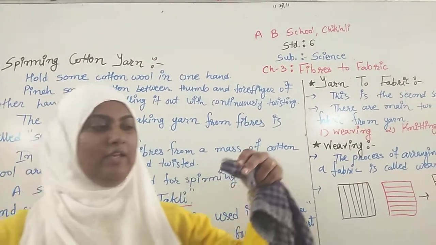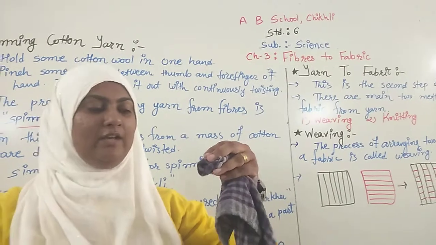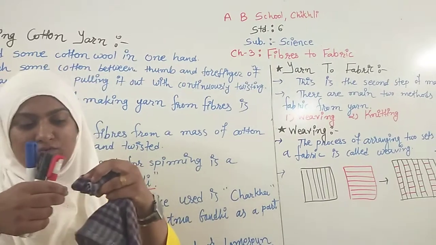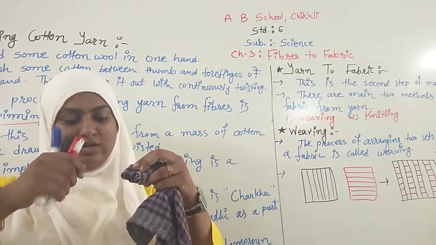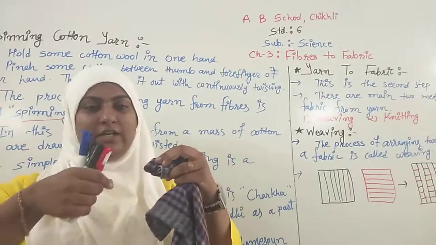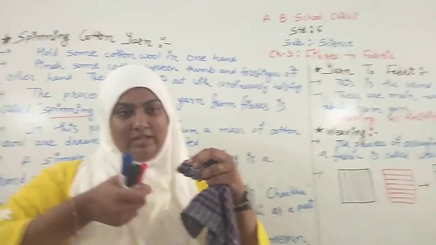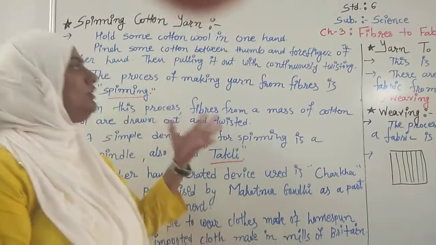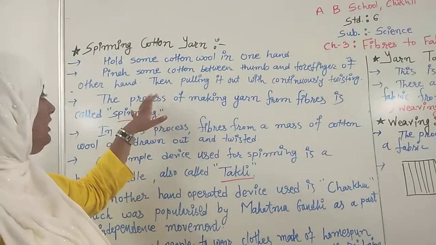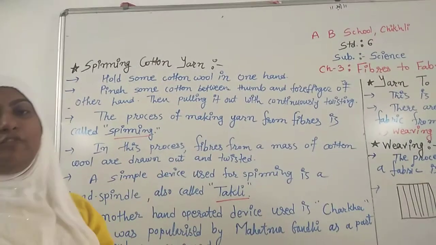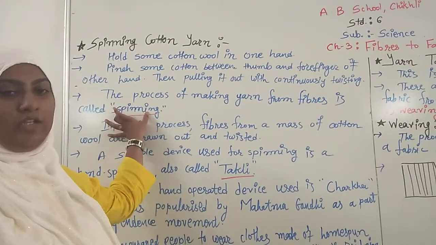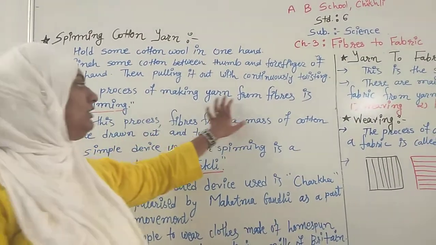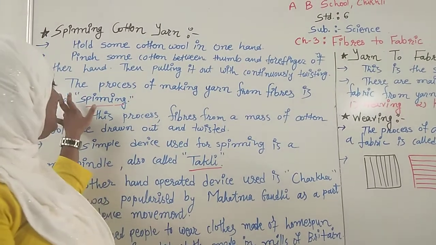What we have to do is hold some cotton wool like this in one hand, then pull out the fibers from the cotton wool like this, and then twist it continuously, like this. This way you can make yarn from cotton wool. This process of making yarn from fiber is known as spinning. If you are asked what is spinning, the process of making yarn from fibers is spinning.